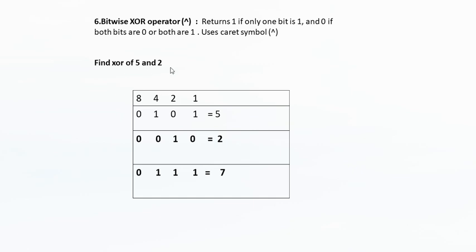So how to do XOR of 5 and 2? First you write the binary equivalent of 5 and 2. And what would be the output? As I said, if only one bit is 1, you get the output as 1. Here only one bit is 1, therefore the output is 1. In this place also only one bit is 1, therefore the output is 1. In this place only one bit is 1, therefore the output is 1. Here there are no ones, therefore the output is 0. So this is 8 4 2 1: 4 plus 2 plus 1, that is 7. So 7 is the output.